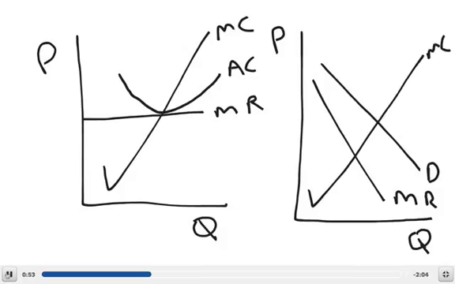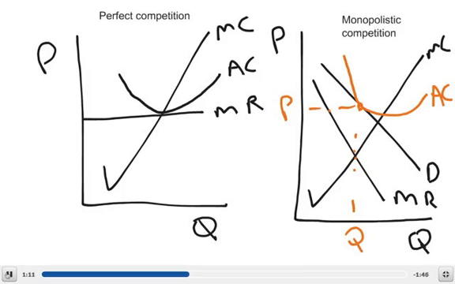And then we can identify our output and our price. And then again, I always put a little dot there showing that the average cost curve runs tangent to that line and over. And that shows monopolistic competition and perfect competition. Again, monopolistic competition looks similar to a monopoly, but the average cost curve is at the price there instead of below it, which is what a monopoly would look like.